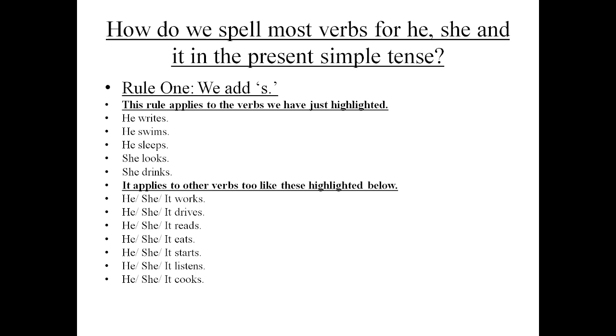We'll call that one rule 1. How do we spell most verbs for he, she and it in the present simple tense? We'll call this rule 1. We add S, and this rule applies to the verbs we've just had a look at in pictures. He writes, he swims, he sleeps, she looks, she drinks. And it applies to other verbs too, and these are highlighted below.